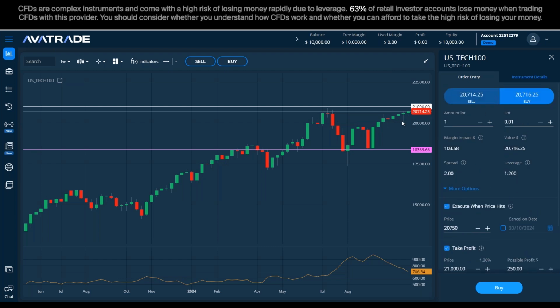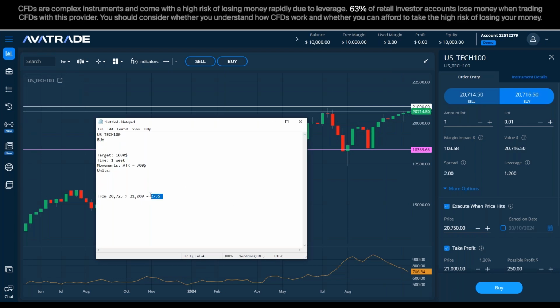So my buy, I want it to be 20,750. I don't want to buy it now because it seems like it's trending down a bit, and I'm not sure if it will proceed going down or it will turn around. So I'd rather buy it when it's 20,750. And then the movement that we expect is 250. If I take 250 here, and if I take 250 here, the exercise I can do to find the necessary units is very easy. The formula is target divided by movement equals units.